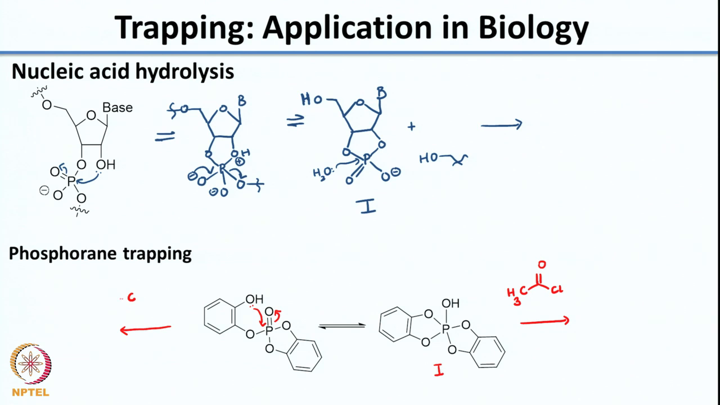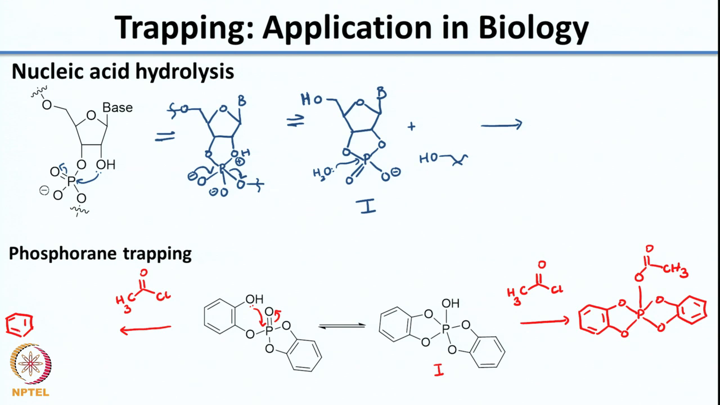So in the presence of acetyl chloride, what was found was that both of these intermediates interacted with the acetyl chloride. So the product that was formed would be the corresponding O-acylated derivatives. Now once this acylated derivative is formed, it's not very easy for this to go back to your starting compound. So in both these cases, the corresponding acylated products were isolated.